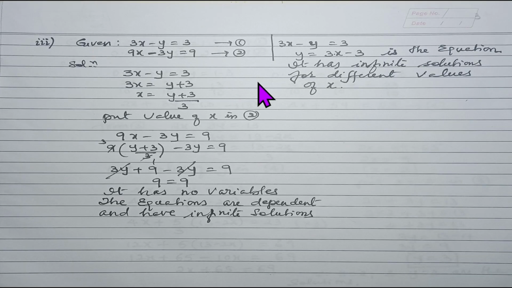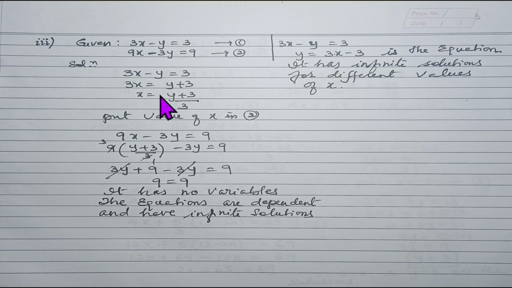Now coming to the third example: 3x minus y equal to 3, 9x minus 3y equal to 9. We have two equations here. Let us take one of the equations, that is 3x minus y equal to 3, the first equation. Now transfer this y to the right, it becomes y plus 3, therefore x is equal to (y plus 3) by 3.